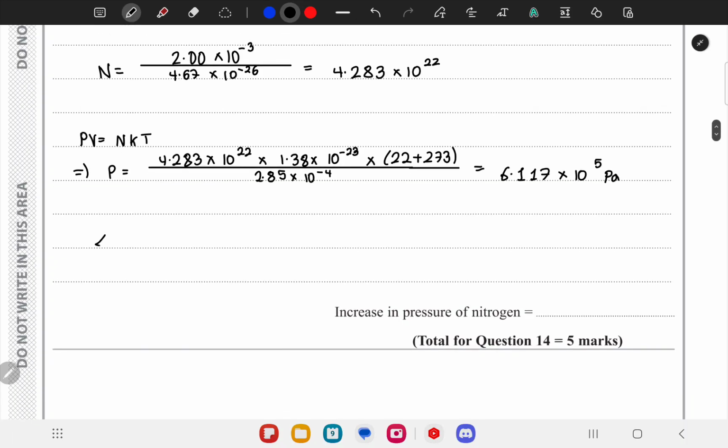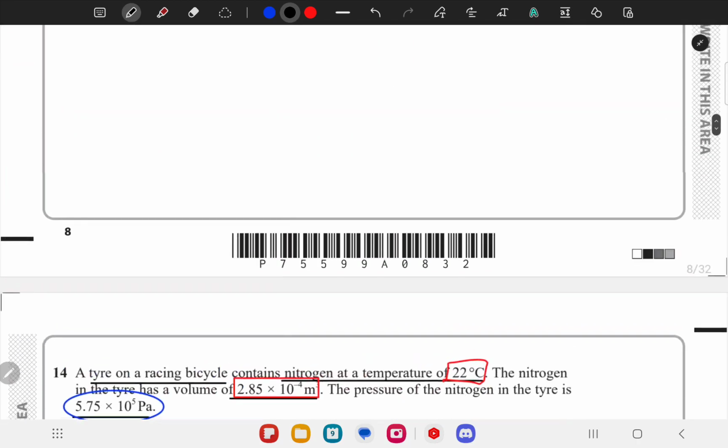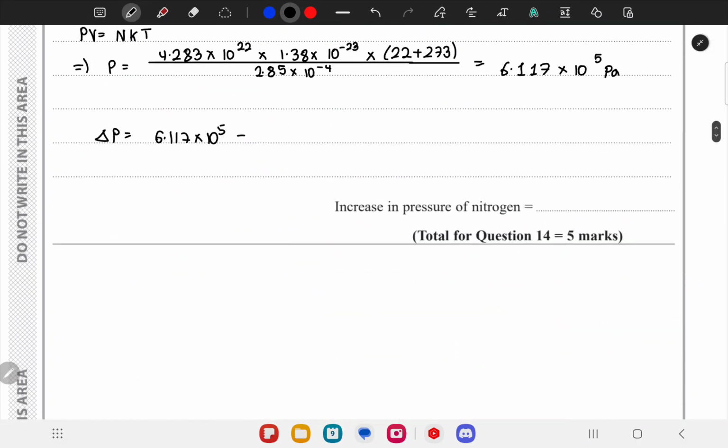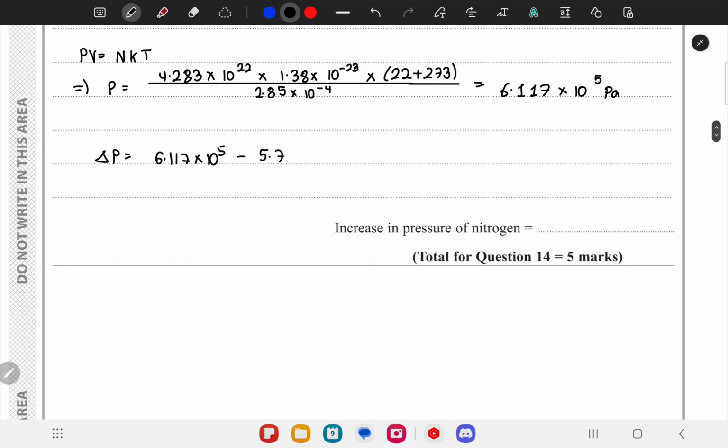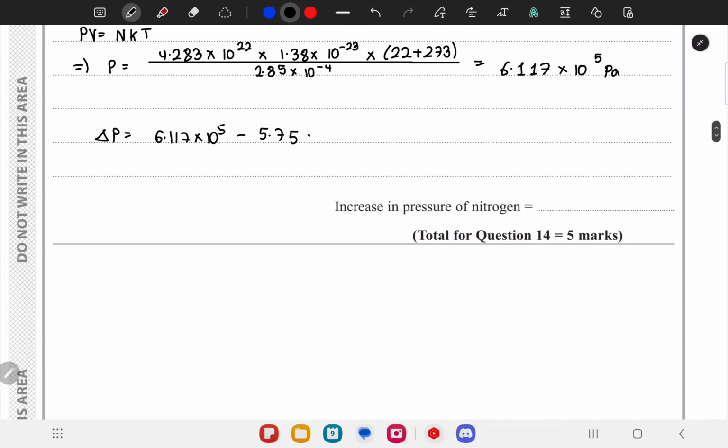So the change in pressure will be equal to 6.117 into 10 to the power 5 minus 5.75 into 10 to the power 5 pascal. We'll get a value of 3.67 into 10 to the power 4 pascal.